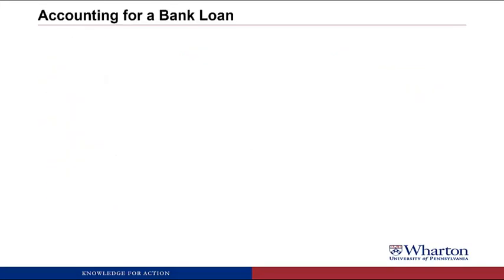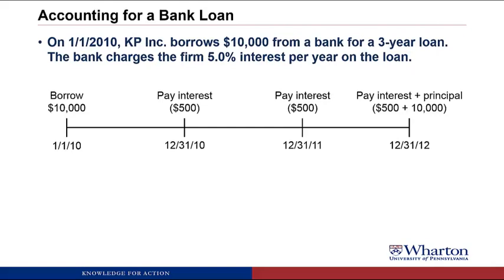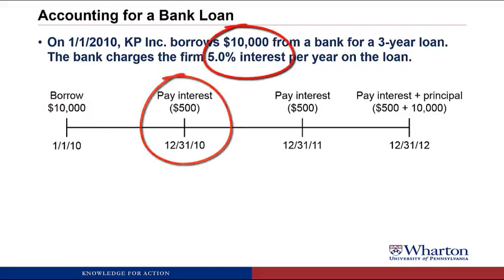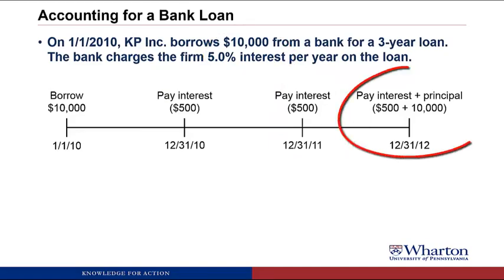First, let's look at how we do the accounting for the bank loan. So in this example, on January 1st, 2010, KP Incorporated is going to borrow $10,000 from a bank on a 3-year loan. The bank charges the firm 5% interest per year. So it's always helpful to look at a timeline of payments to try to figure out when we're going to get cash and pay cash, and that'll help guide the journal entries. So on January 1st, 2010, we're going to receive $10,000 cash. Then on December 31st, we're going to pay $500 of interest. The $500 is 5% of $10,000. We pay the same amount on December 31, 2011. It's the same amount because at that point we still owe $10,000. We pay 5% interest on that. And then at maturity, December 31, 2012, we pay the last interest payment plus the principal that we owe.